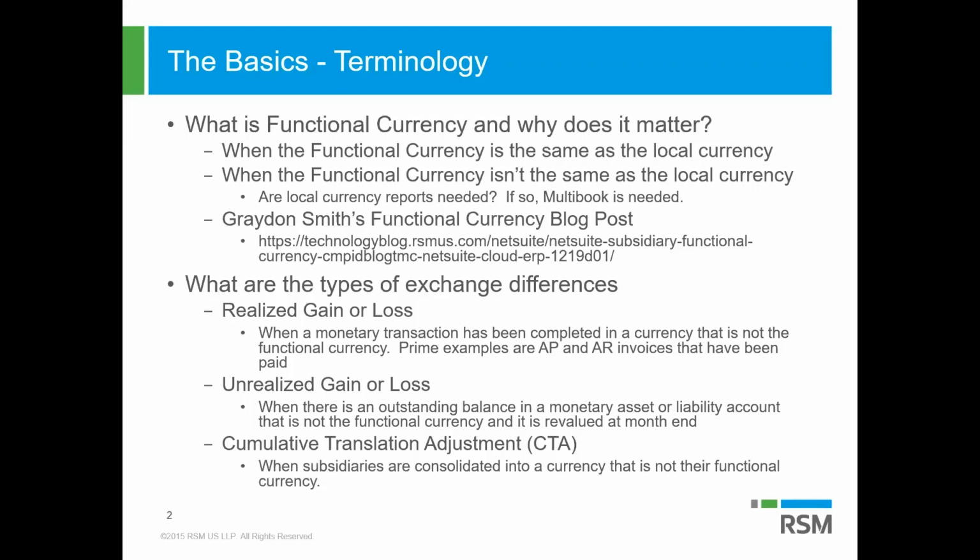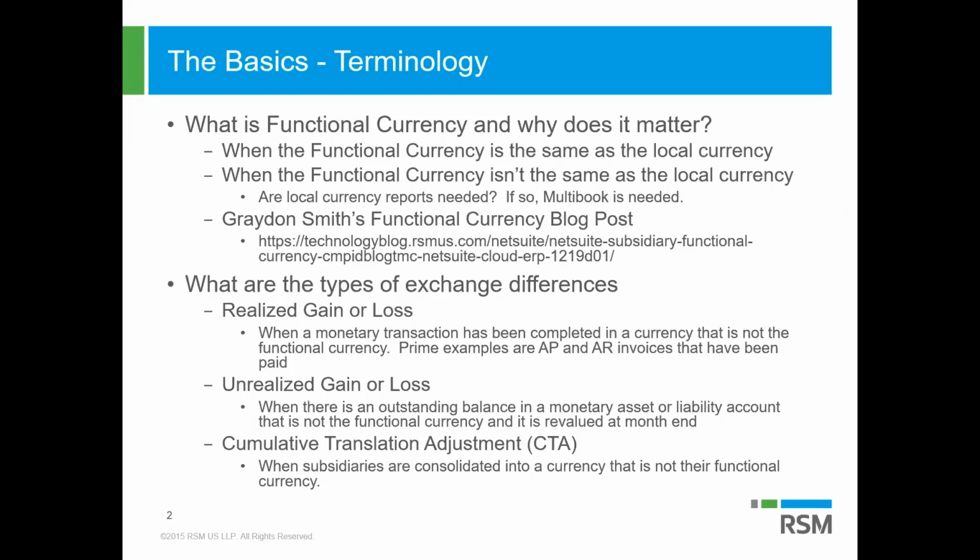GAAP expects me to recognize that change in value at month end. So what I do at that point is I will book that €1 into an unrealized gain to reverse the following month. And then when I actually pay the invoice, say middle of the month, then I actually have the realized gain or loss that gets put in at that point.